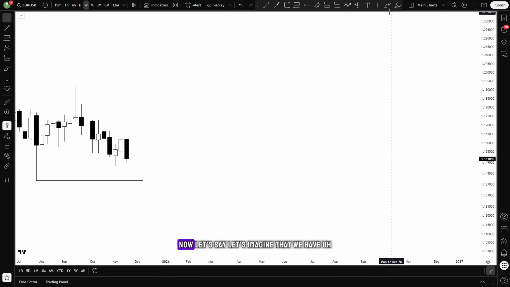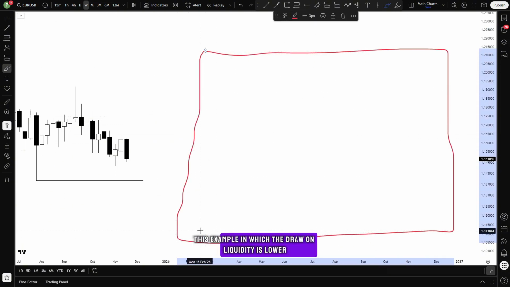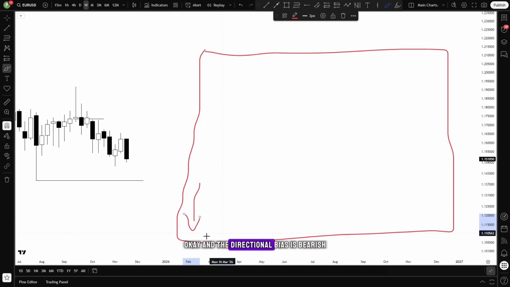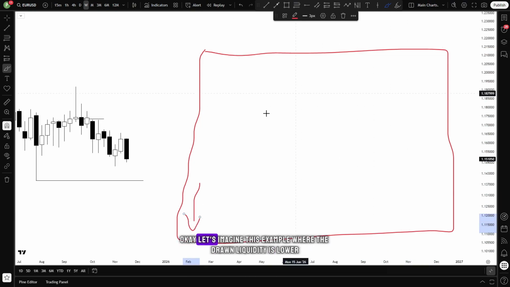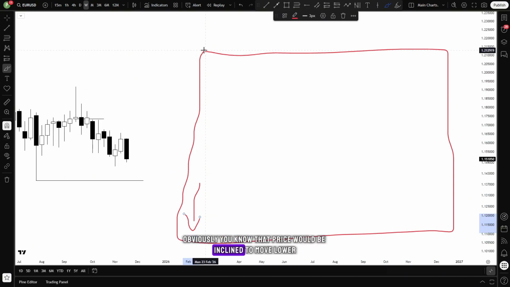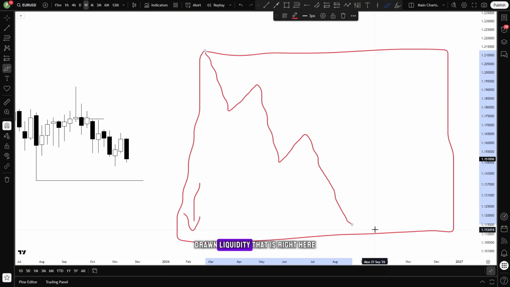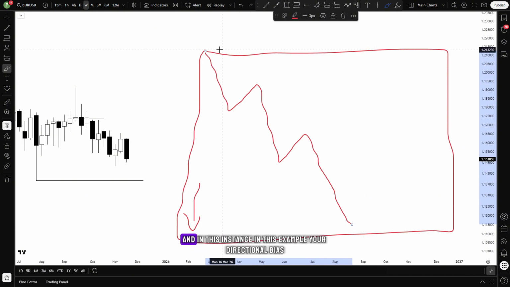Okay, now let's imagine that we have this example in which the drawn liquidity is lower and the directional bias is bearish. Now, obviously, you know that price would be inclined to move lower, towards the long-term drawn liquidity that is right here. And in this example, your long-term primary directional bias would obviously be bearish.